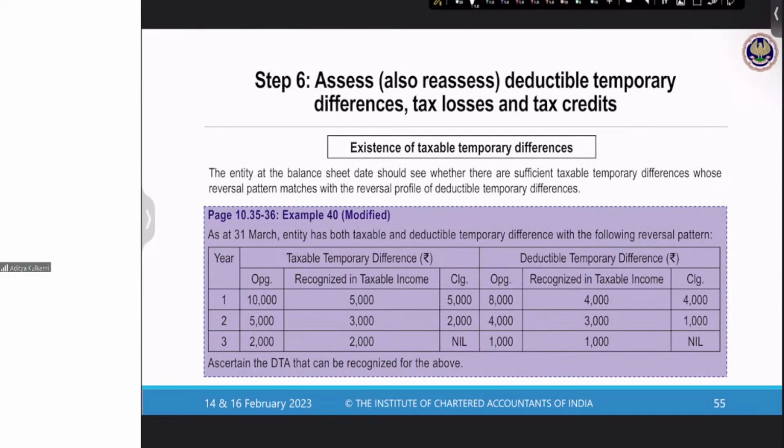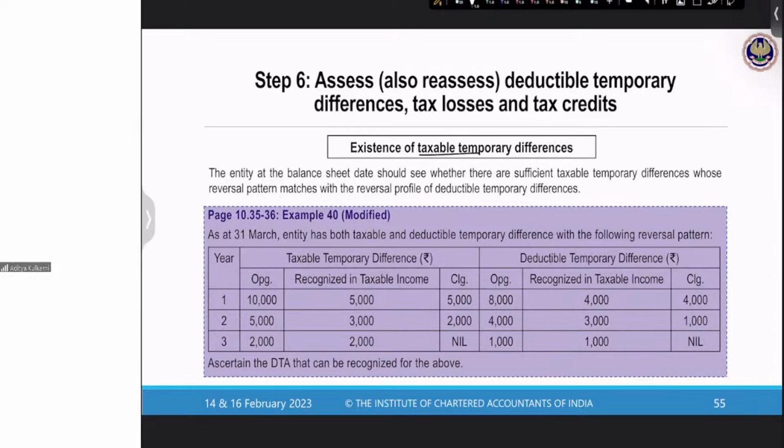So coming to the next part, existence of taxable temporary differences. Now let us look at these points. What do you mean by existence of taxable temporary differences? You will have to check whether I am having taxable temporary differences in the future. If I am having taxable temporary differences in the future, then at that point of time, you can adjust the deductible temporary differences against that.